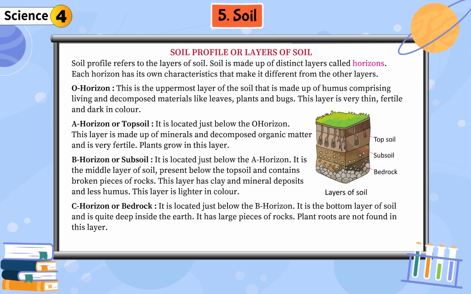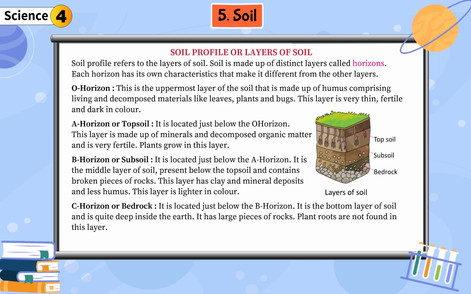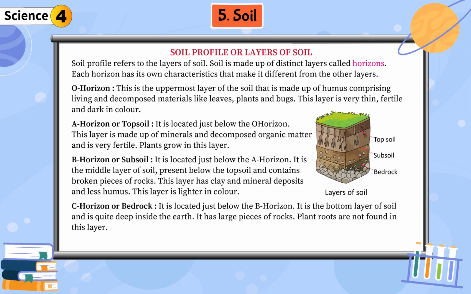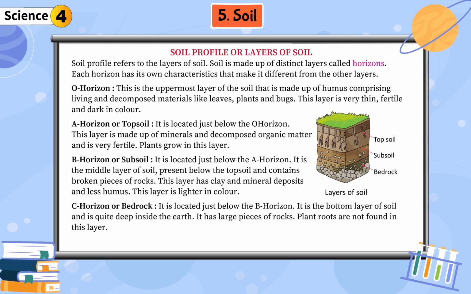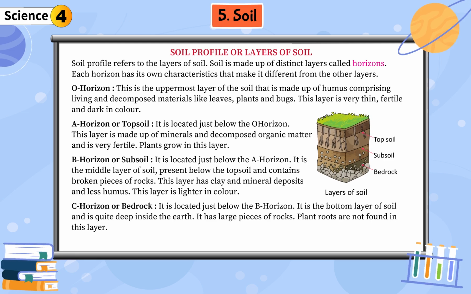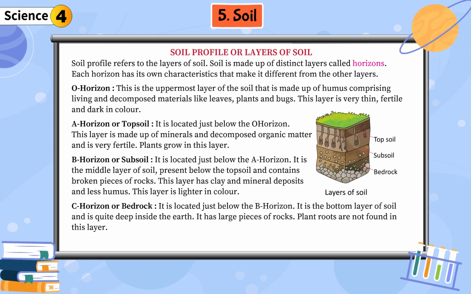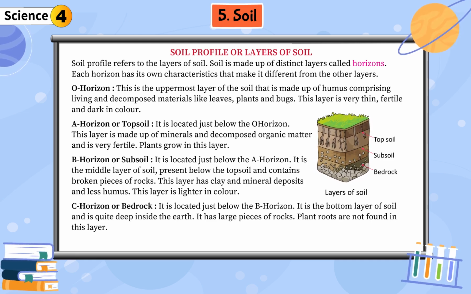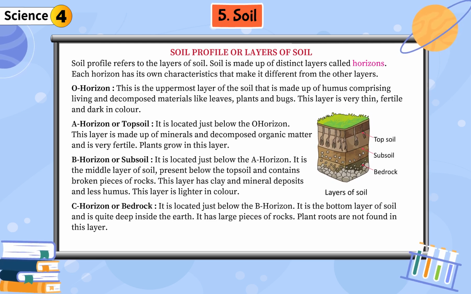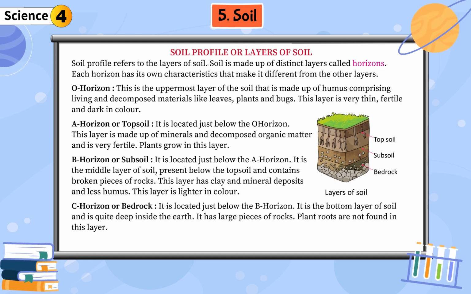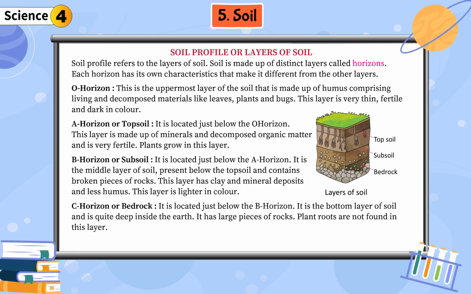B horizon or subsoil: it is located just below the A horizon. It is the middle layer of soil, present below the topsoil and contains broken pieces of rocks. This layer has clay and mineral deposits and less humus. This layer is lighter in color. C horizon or bedrock: it is located just below the B horizon. It is the bottom layer of soil and is quite deep inside the earth. It has large pieces of rocks. Plant roots are not found in this layer.